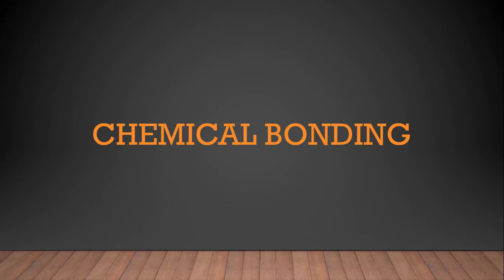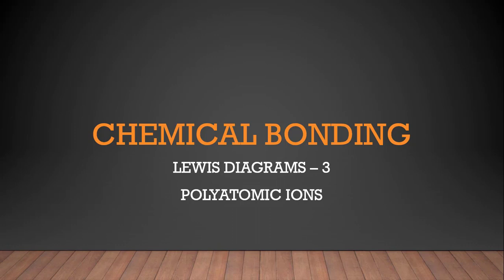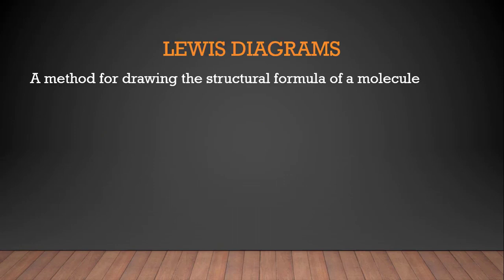We're going to continue talking about chemical bonding, specifically covalent bonding, and this is our third video on the Lewis diagrams. In this one, we're going to talk about polyatomic ions. Now remember, Lewis diagrams are nothing more than a method for drawing the structural formula of a molecule.